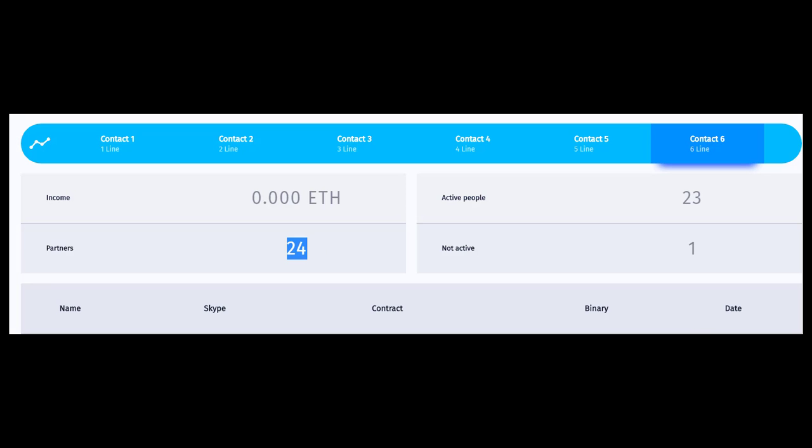On the first contract, those 4 people brought an income of 0.01 Ethereums. On contract 2, 18 people brought an income of 0.05 Ethereums. On contract 3, 19 people brought an income of 0.25 Ethereums. On contract 4, 13 people brought an income of 0.5 Ethereums. On contract 5, 12 people brought an income of 10 Ethereums. And on contract 6, those 24 people brought an income of 50 Ethereums each.